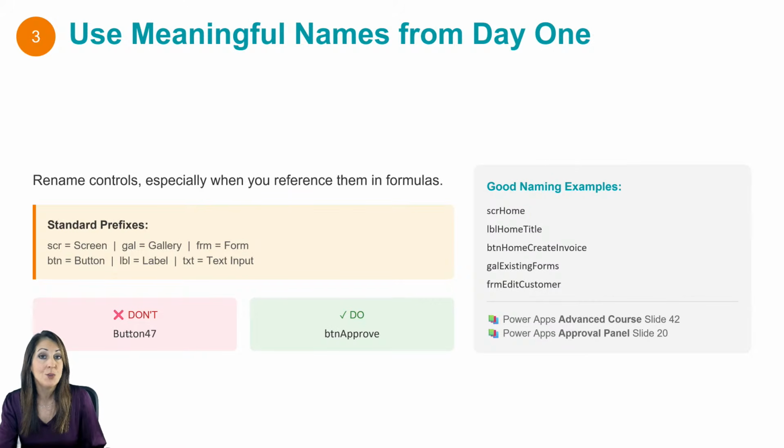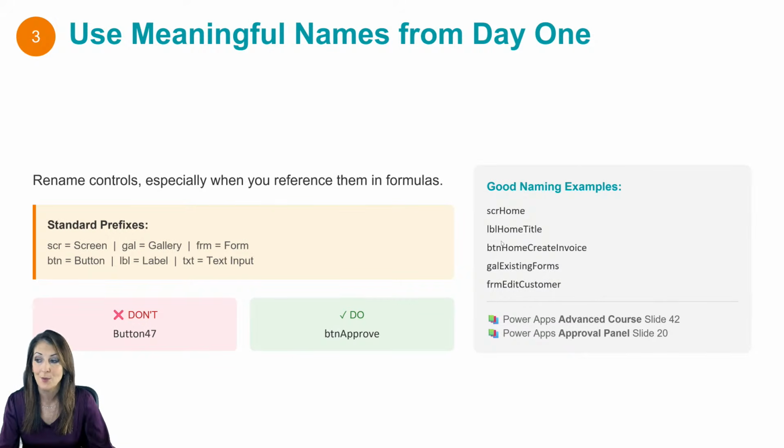So if you just let Power Apps give things whatever names that it wants, it will just put these random numbers next to things. And so, for example, if I have a button that people click to approve something, I name it button approve. And so here are just some good examples of things to name.